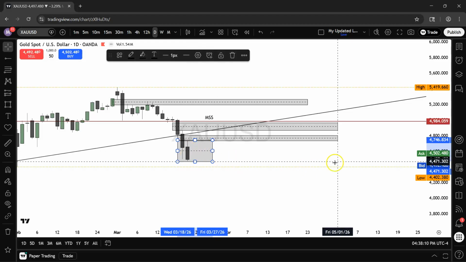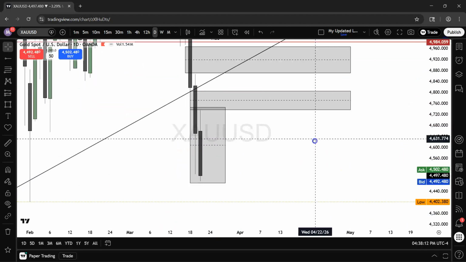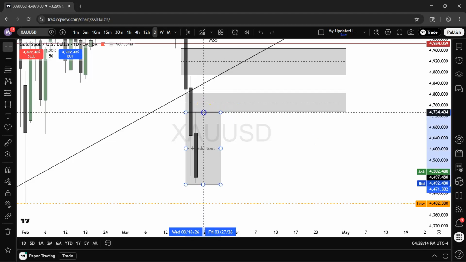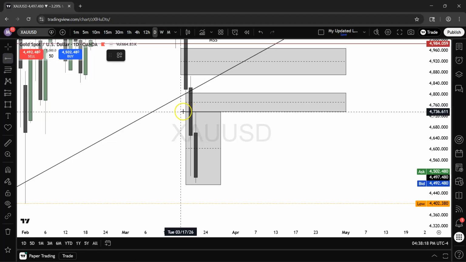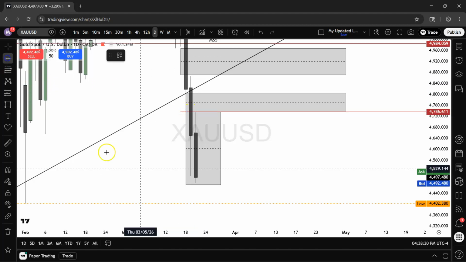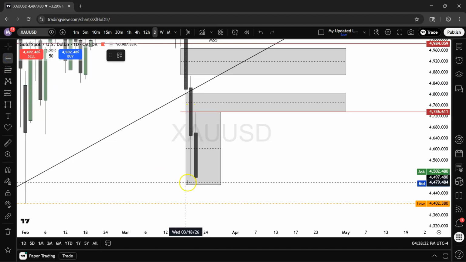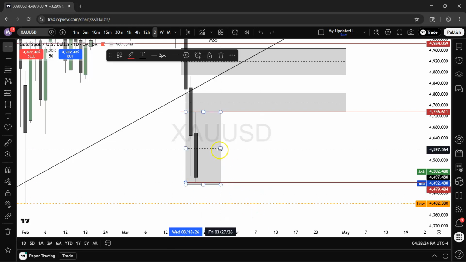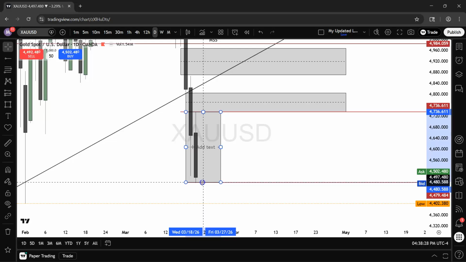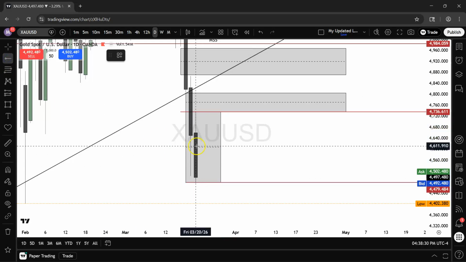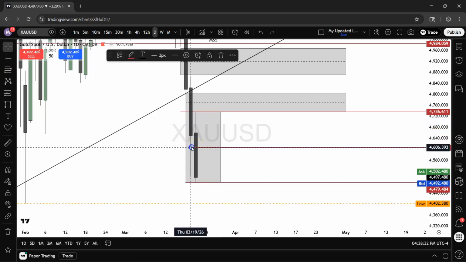Remember, I don't really mind the color. I'm just looking to mark the high and the low of Friday's candle. And we'll be paying very close attention to that. And I also want to know where the middle is. Here's the middle.